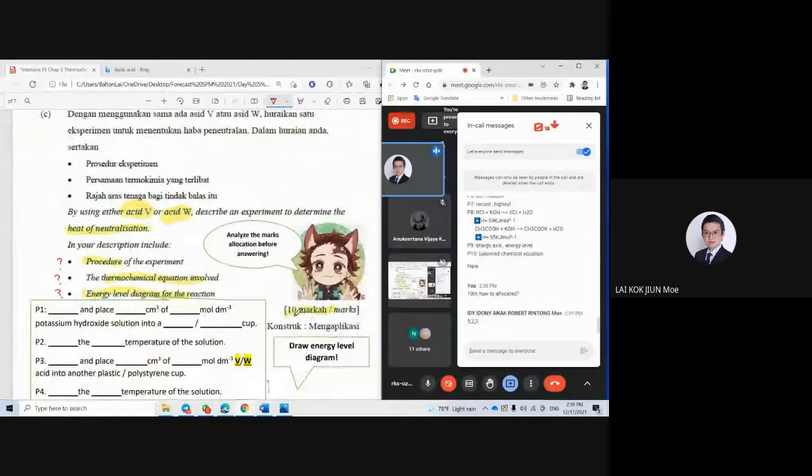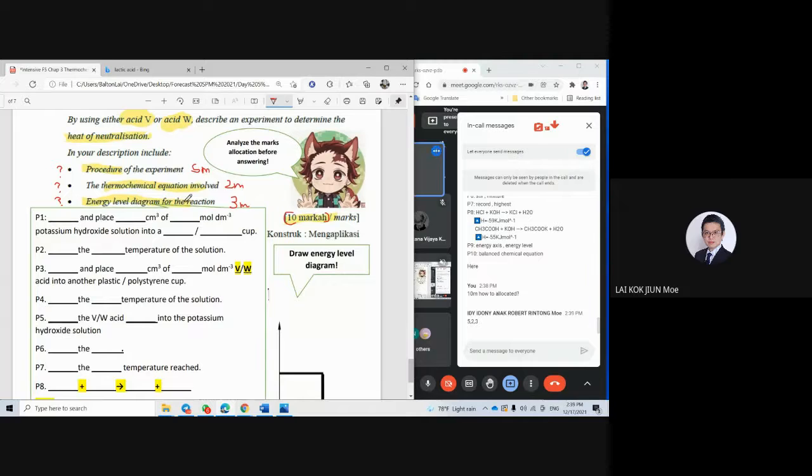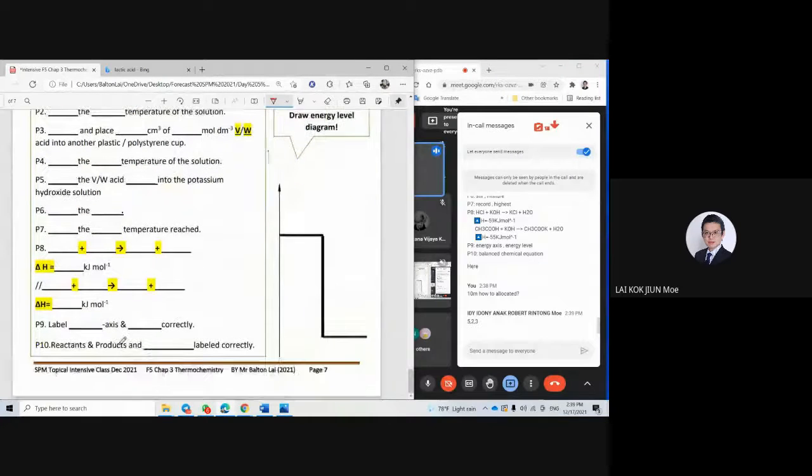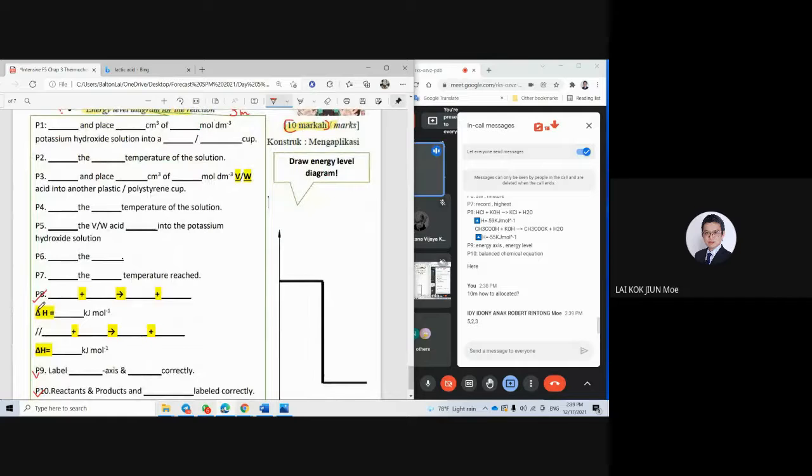Make sure all is our key point, keyword for the 10 marks. Very good idea. 5 marks for procedure here. Okay, another two for equation, another three for diagram. Yes, almost. I think correct lah, because you see logic. So the energy level diagram, of course, you need 3 marks here. Okay, actually the diagram cost you 2 marks only. The equation cost you 1 mark only.